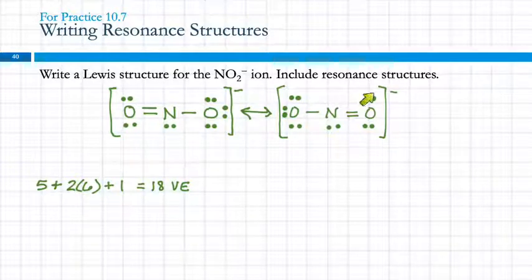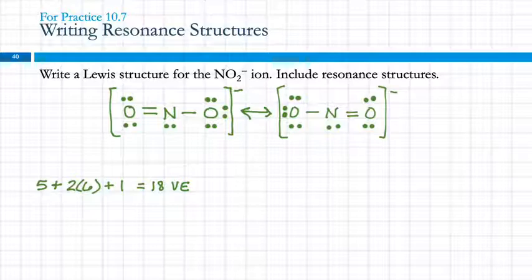And I see that and I say, oh, well, that means that these bonds are actually equivalent. It's kind of like a 1.5 bond and a 1.5 bond. The electrons are delocalized. So this molecule is actually going to be symmetrical with respect to its bonds.